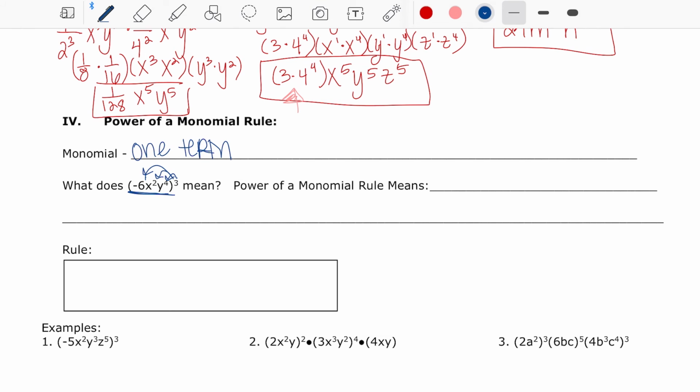And really just the biggest thing that I need you guys to take away is that when you have a power raised to a power, you multiply the exponents.